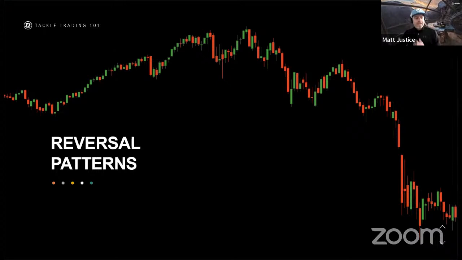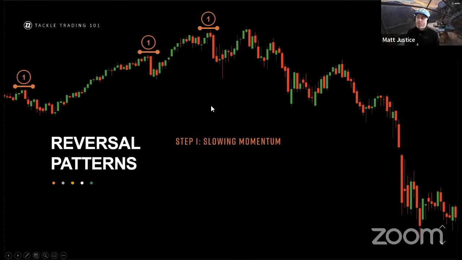And so in the 5 stages of the reversal, what we're looking at here is an M formation, but real quick, all patterns have these commonalities to them. The subtlety is actually within the pattern, but once again, all reversal patterns have these common traits in them. And so the first step we want to understand is slowing momentum.